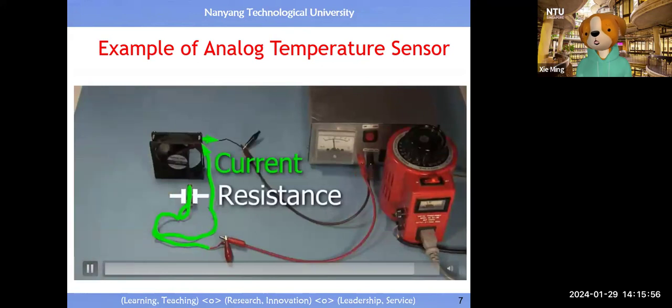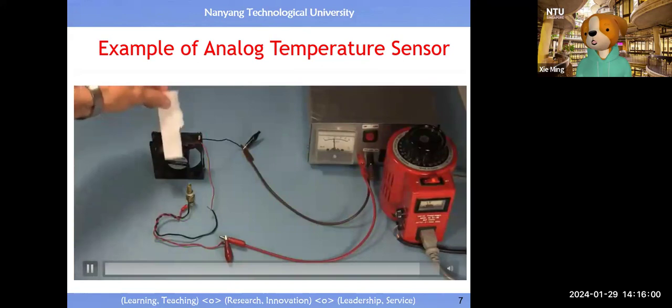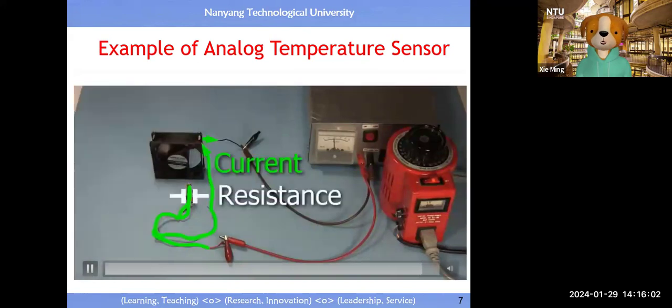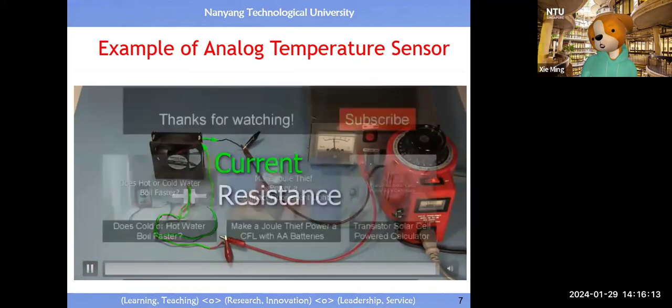Notice that the fan is blowing on the thermistor, making it cool off more quickly. Here I'm showing the airflow direction using this tissue paper. As the thermistor cools, its resistance increases, and that causes the current going through the fan to decrease. After a minute or so, the current is too low to keep the fan spinning, so it stops.